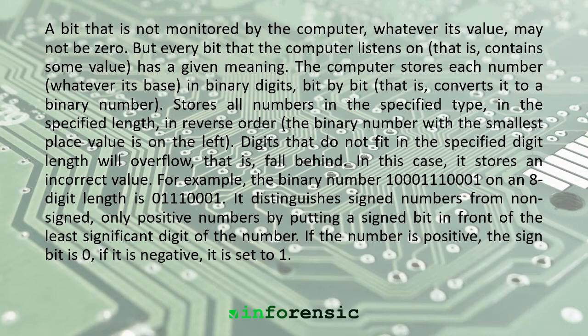For example, the binary number 10001110001 on an 8-digit length is 01110001. It distinguishes signed numbers from unsigned, only positive numbers, by putting a sign bit in front of the least significant digit of the number. If the number is positive, the sign bit is 0; if it is negative, it is set to 1.